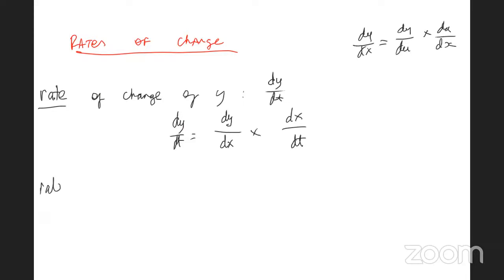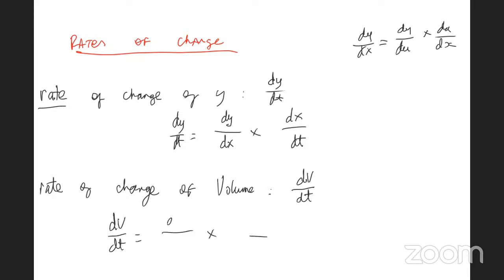A popular one here is rate of change of volume. Rate of change of volume will be dV/dt. dV/dt is equal to, same thing, we are applying the chain rule. Here is dV, here is dt, and the two spaces belong to whatever variable we're using again, probably r, so that'll be dr, dr. All right, so we're going to apply that now in some questions.